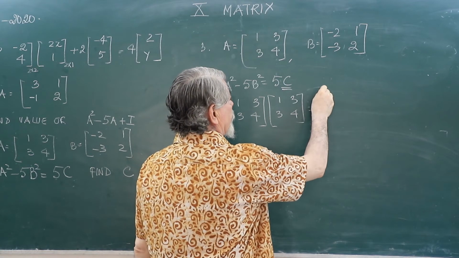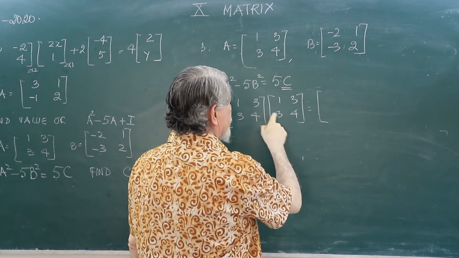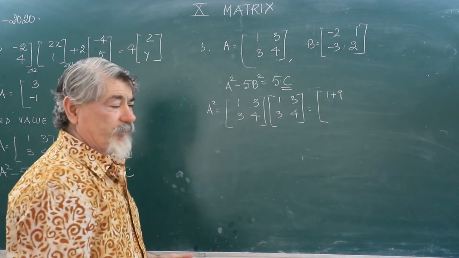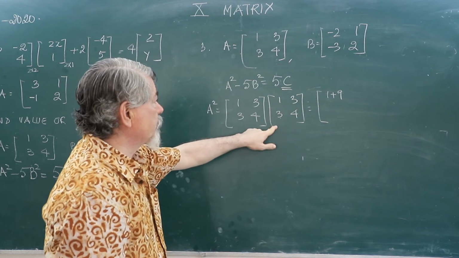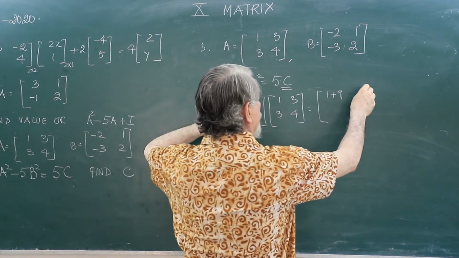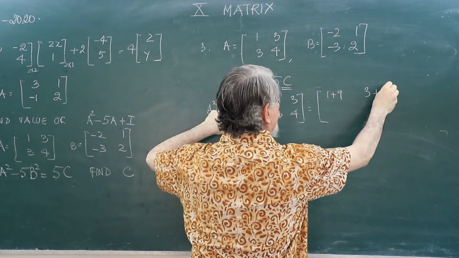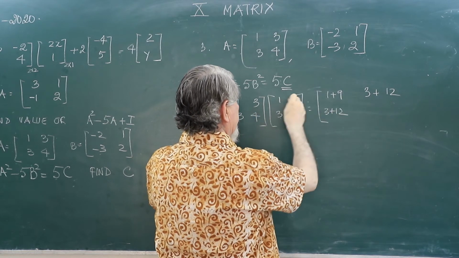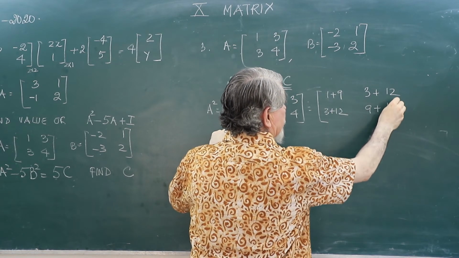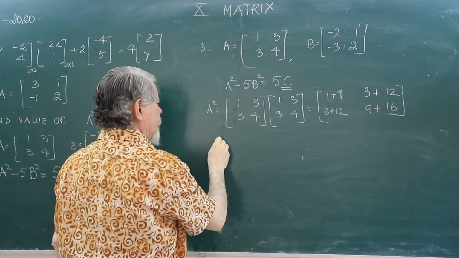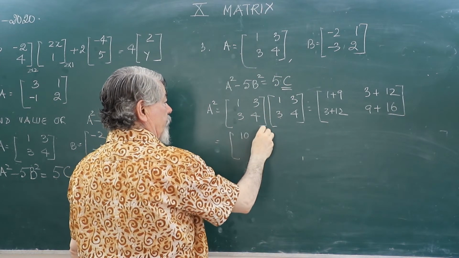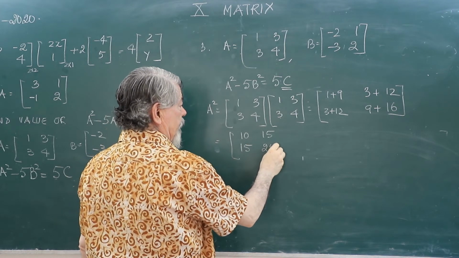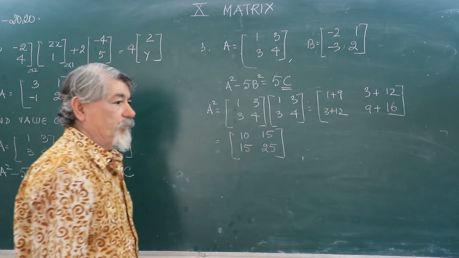So it will give you 1 into 1, 1 plus 3 3s are 9, so 1 plus 9. Here there are all plus signs, so it is very simple. First row into first column, the first row into second column: 1 into 3 is 3, 3 4s are 12. 3 1s are 3, plus 4 3s are 12. 3 3s are 9, plus 16. So we get 10, 15, 15 and 25. A square is 10, 15, 15, 25.